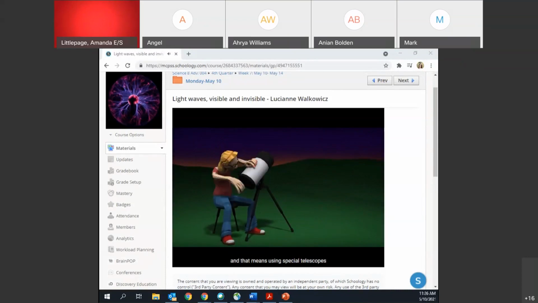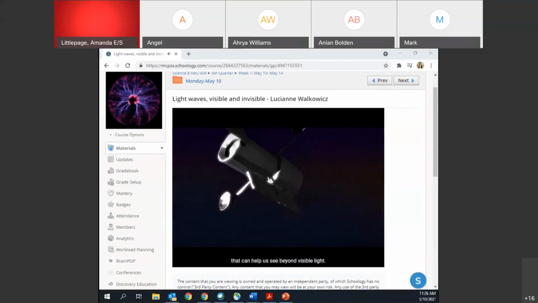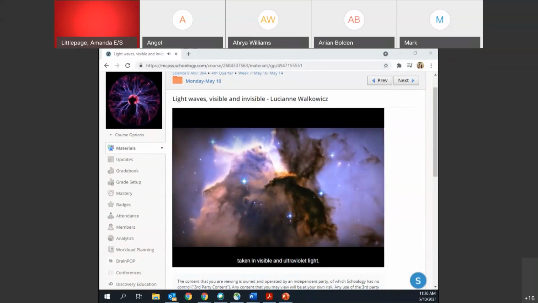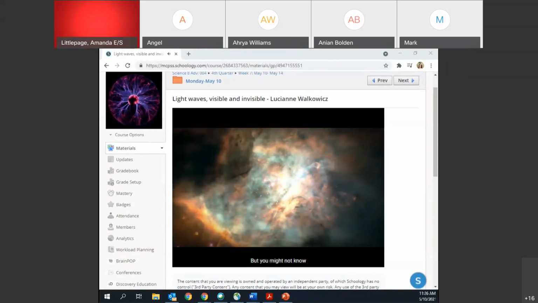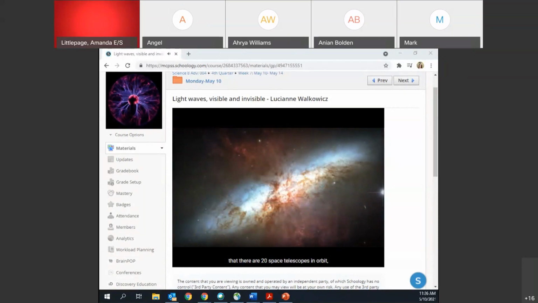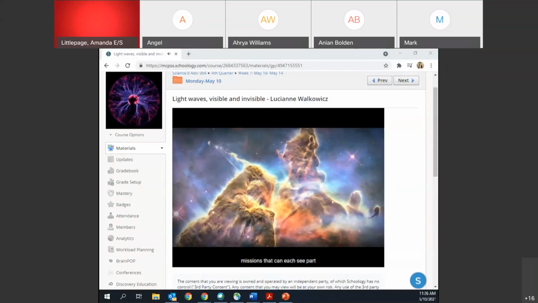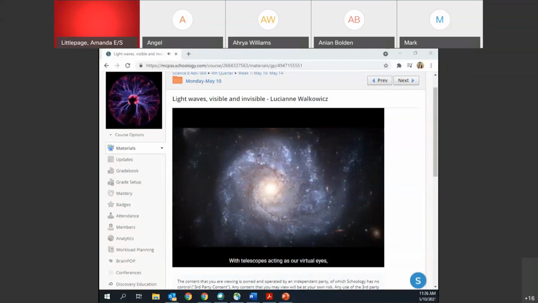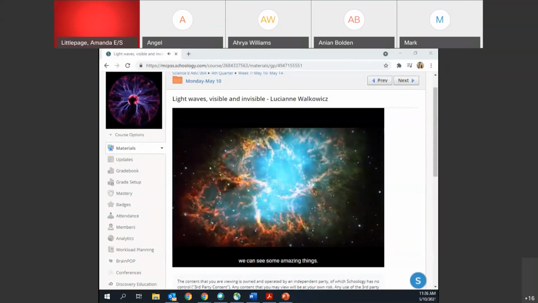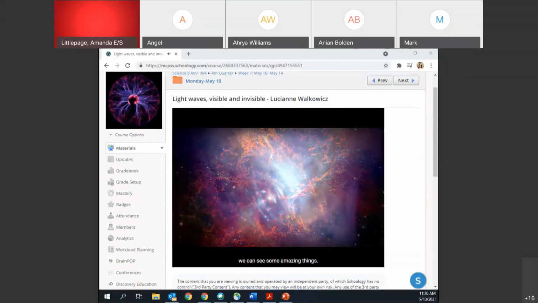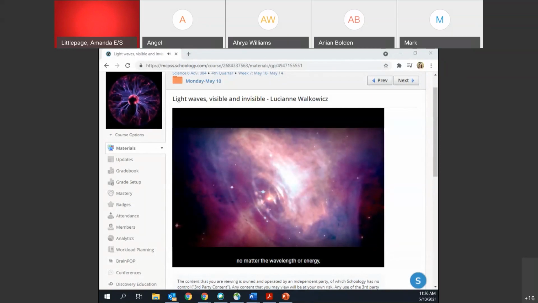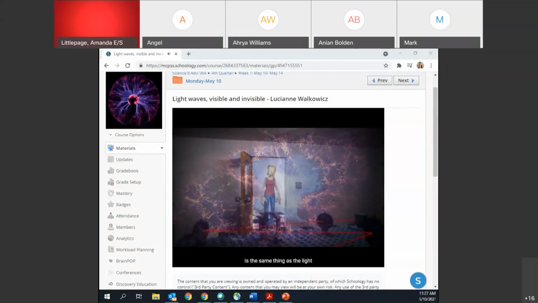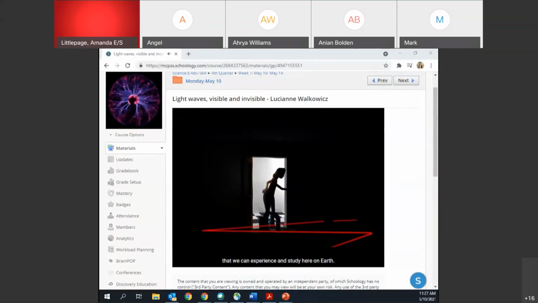To see the universe in its full spectrum, we need to have the right eyes. And that means using special telescopes that can help us see beyond visible light. You've probably heard of the Hubble Space Telescope and seen its beautiful pictures taken in visible and ultraviolet light. But you might not know that there are almost 20 space telescopes in orbit, missions that can each see part of the full spectrum of light. With telescopes acting as our virtual eyes, both in space and here on Earth, we can see some amazing things. And the coolest thing of all? No matter the wavelength or energy, the light that we see out in the distant universe is the same thing as the light that we can experience and study here on Earth.